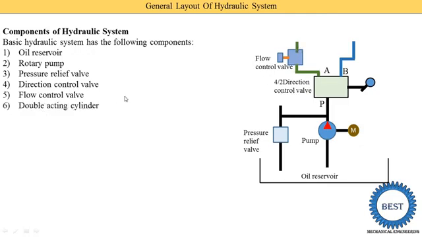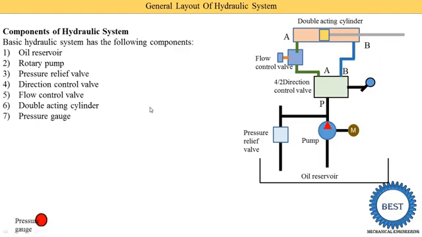Then the next component is the double acting cylinder. Here you see it is the double acting cylinder. So why is its name double acting? Because inside the cylinder, this yellow colored component is the piston and the oil is supplied to both sides of the piston. That's why it is called the double acting cylinder. So oil is supplied either to the A side or the B side. Okay. Or it is supplied to both sides.